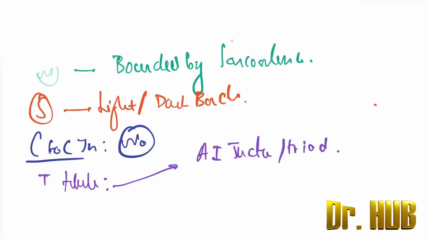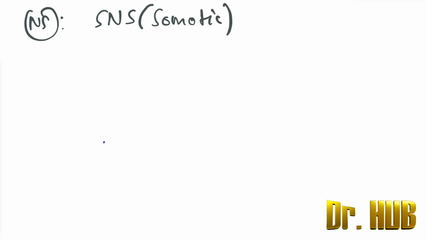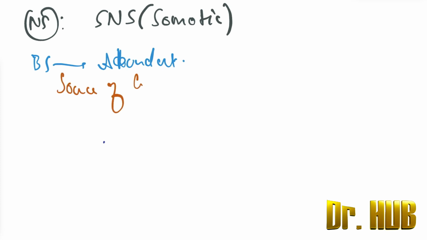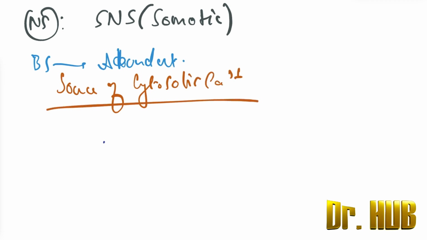How is the nerve supply with respect to the skeletal muscles? The nerve supply is the somatic nervous system. And how is the blood supply? The blood supply is abundant. And looking at the source of the systolic CA, it is going to be the sarcoplasmic reticulum, or you can write it as SR.